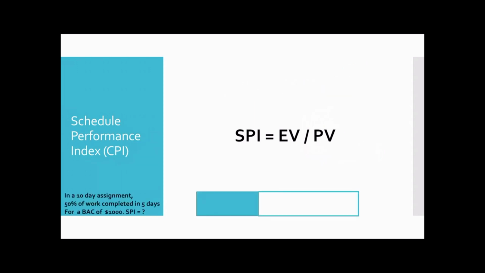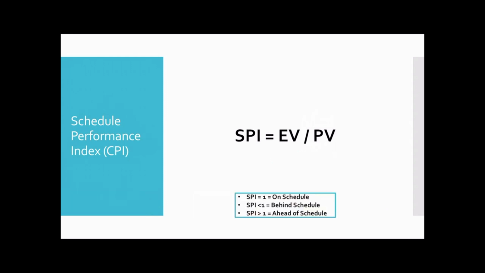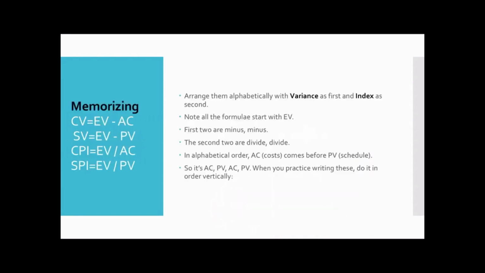Similarly, another problem we have, same problem over here. So it's going to be 500 by 500. So it's going to be 1. You're on track. Next, as I told you, remember these things. SPI 1 is on schedule, SPI less than 1 is behind schedule, SPI greater than 1 is ahead of schedule. This is very important for your PMP examination. Remember this. They may put a question in a preset manner and ask you about these terms.